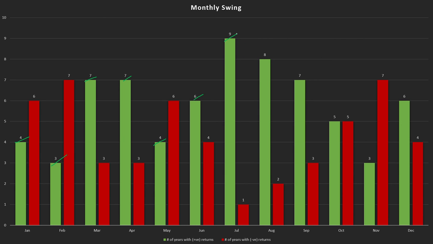So July 9 positive, August 8 positive, September 7 positive, October 5 each. November is again not a good month for this sector with only 3 times it gave positive returns, but 7 times it gave negative returns, and December 6 to 4.